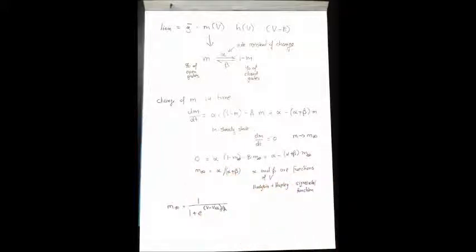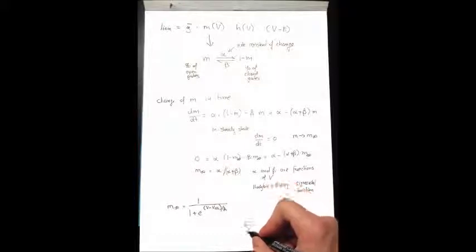Here's the mathematical description of this sigmoidal curve. M infinite equals 1 over 1 plus e to the power of V minus V 1/2 divided by k. V is the voltage, and there are only two additional parameters that describe this curve, V 1/2 and k.